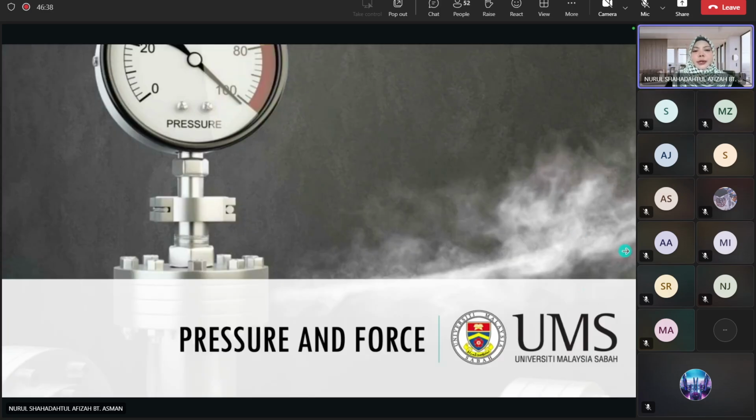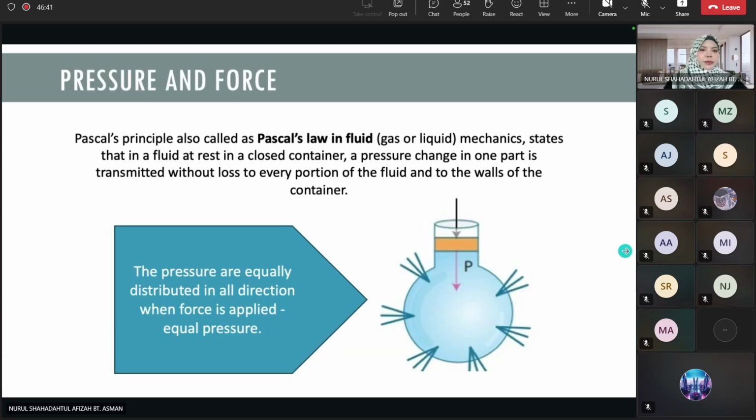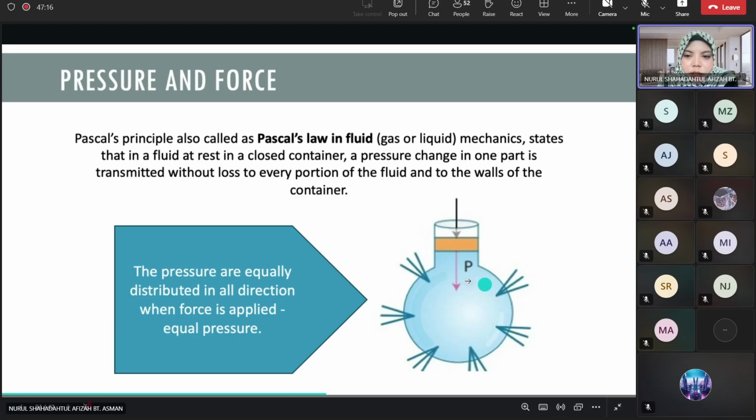So next subtopic is pressure and force. The pressure is equally distributed in all directions when force is applied, which is equal pressure lah. So Pascal's principle, also called Pascal's law, in fluid mechanics, which is gas or liquid, states that for a fluid at rest in a closed container, a pressure change in one part is transmitted without loss to every portion of the fluid and to the walls of the container. Maksudnya, pressure sama aja lah yang di dalam ni.